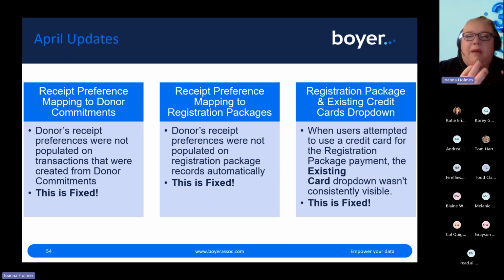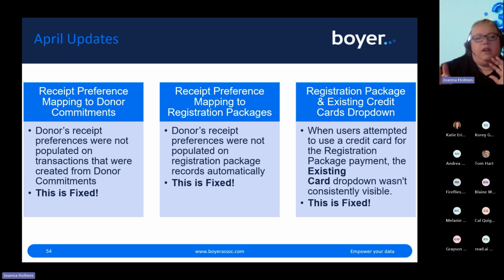With registration packages, there was also an issue. So when you're registering someone for an event, if they had an existing credit card dropdown, there was an interface issue where an existing credit card wasn't consistently available. Sometimes the button was there, sometimes it wasn't. Sometimes it was throwing an error message that would put people in an infinite loop. Not really cool. That's fixed now, so that's exciting. So those were 3 kind of bug fixes.